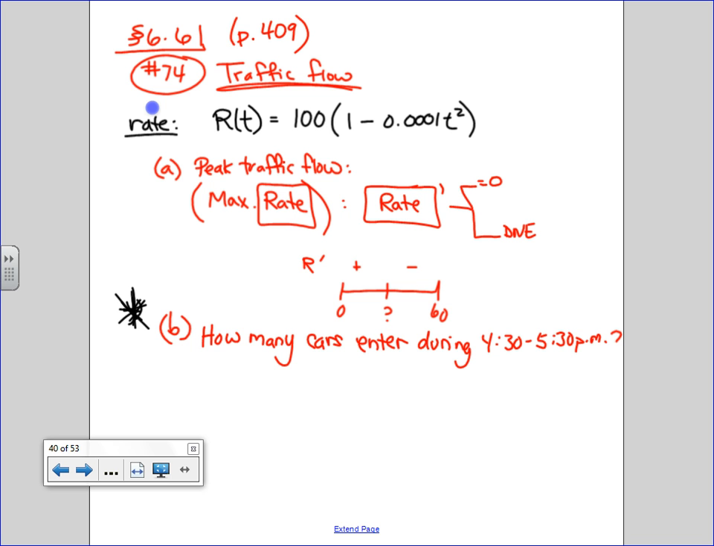Question. What is the one equation they gave us? What does this stand for? Cars per minute. How do I get a number of cars from cars per minute? Cars per minute is like my derivative. Cars per minute is like my velocity. How do I get just cars? Antiderivative. How do I do an antiderivative?